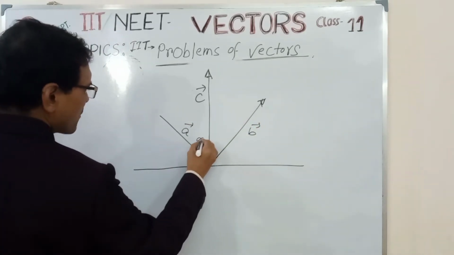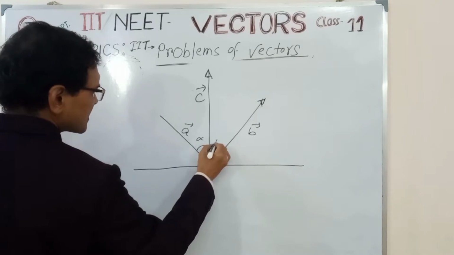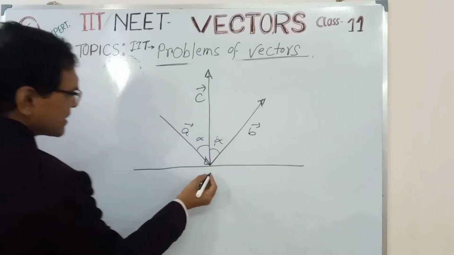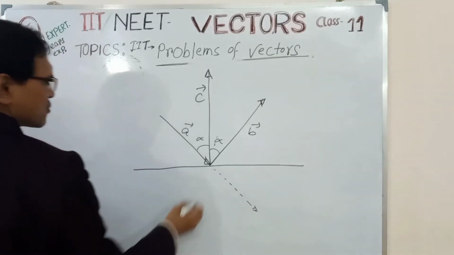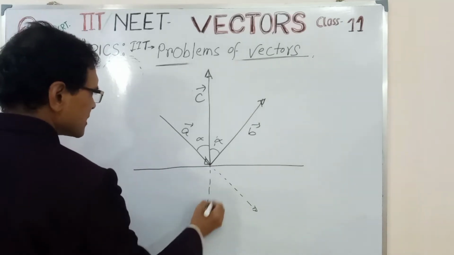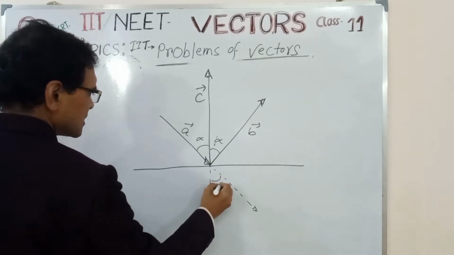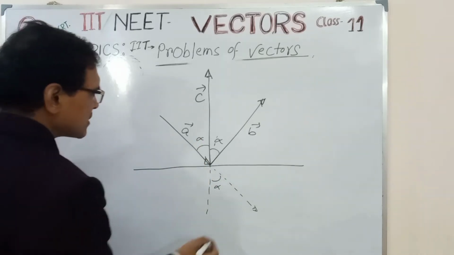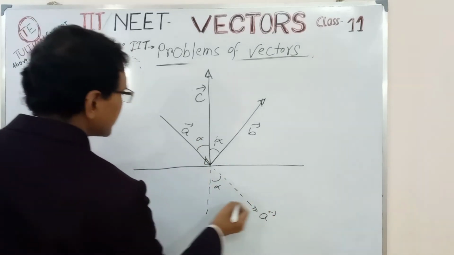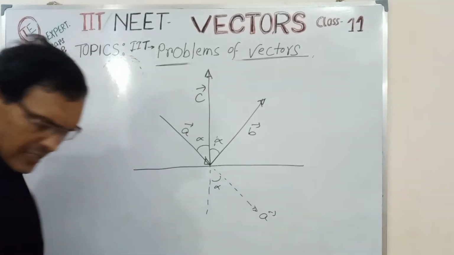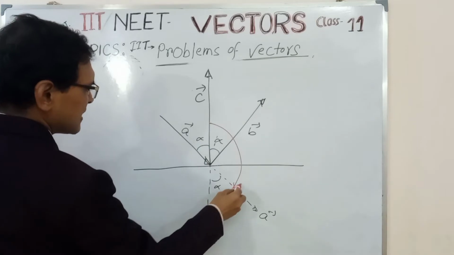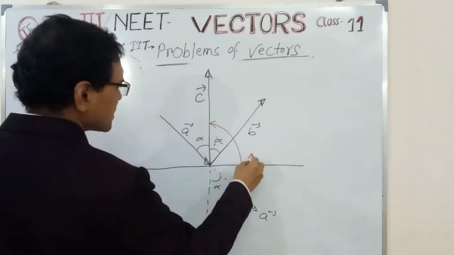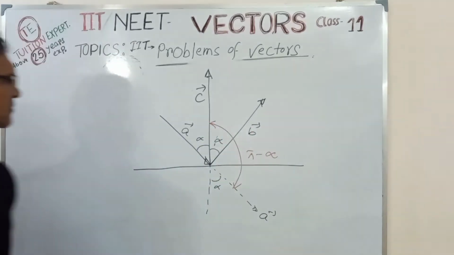Suppose the angle of incidence is alpha, and the angle of reflection is also alpha. Extend the vector A along this direction. This is vertically opposite, so this alpha equals this angle. So the angle between A and C becomes pi minus alpha.